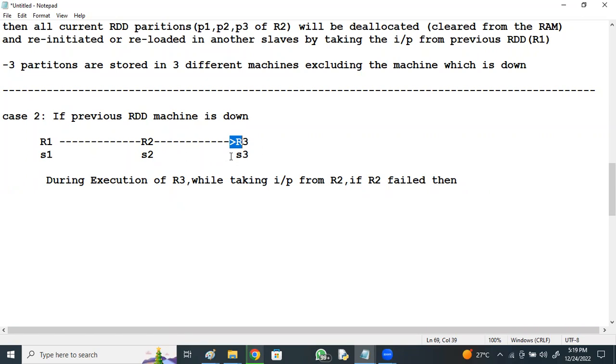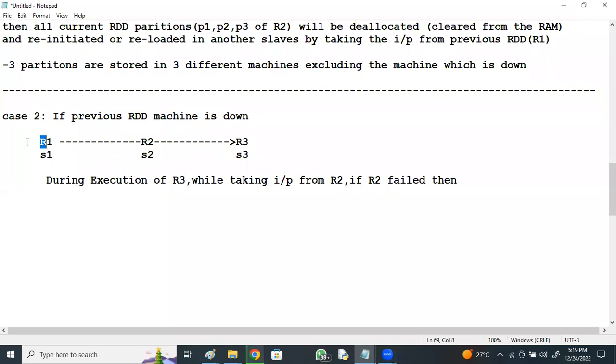Observe, everyone try to answer. R3 is going to be computed, it's still not computed. R2 computation finished. When R2 computation finished, is R1 available? No, sir. R1 is deallocated. R1 is not available, right? It is removed from the RAM.